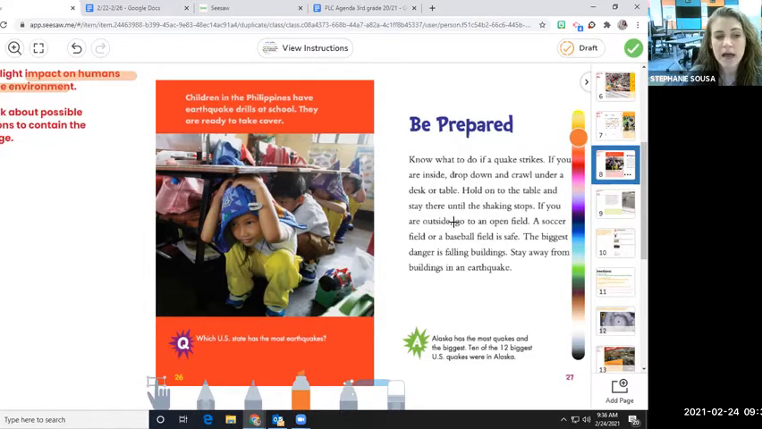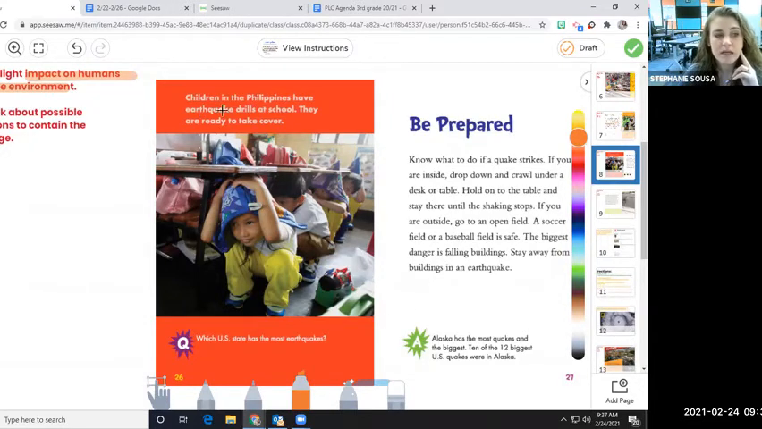If you are outside, go to an open field. A soccer field or a baseball field is safe. The biggest danger is falling buildings. There aren't going to be falling buildings in fields. Stay away from buildings in an earthquake.